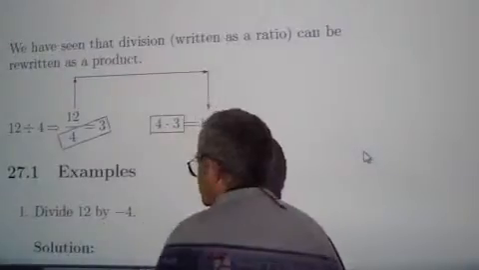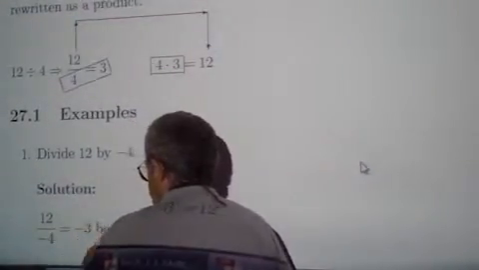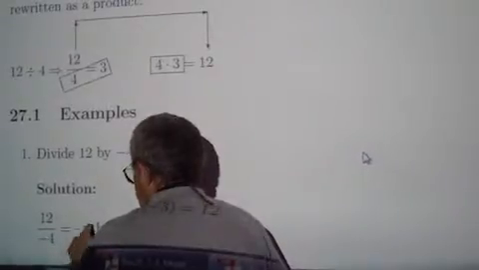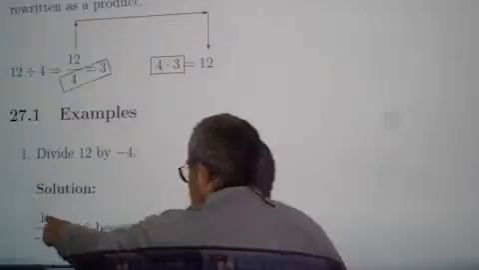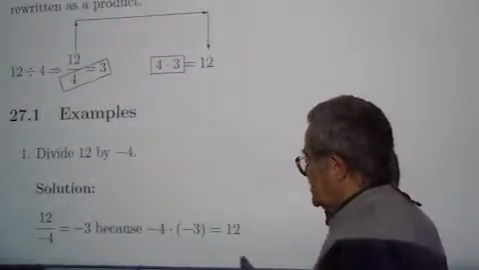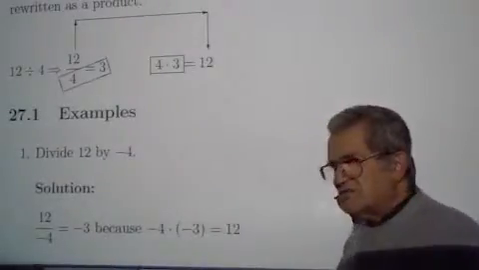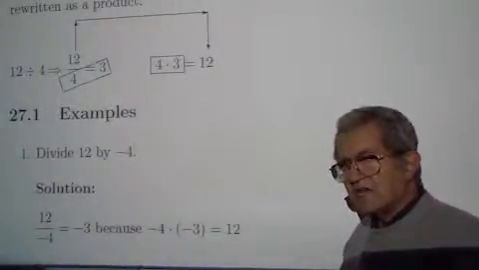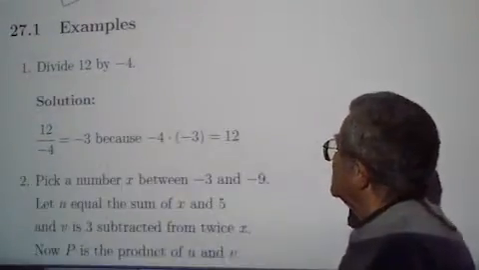Divide 12 by negative 4. Write 12 over negative 4, which is negative 3, because when you multiply the negative 4 by the negative 3, you're supposed to get positive 12. So I divided a positive number by a negative number. The quotient was negative. Didn't we have that before in multiplication, the same type of rule?